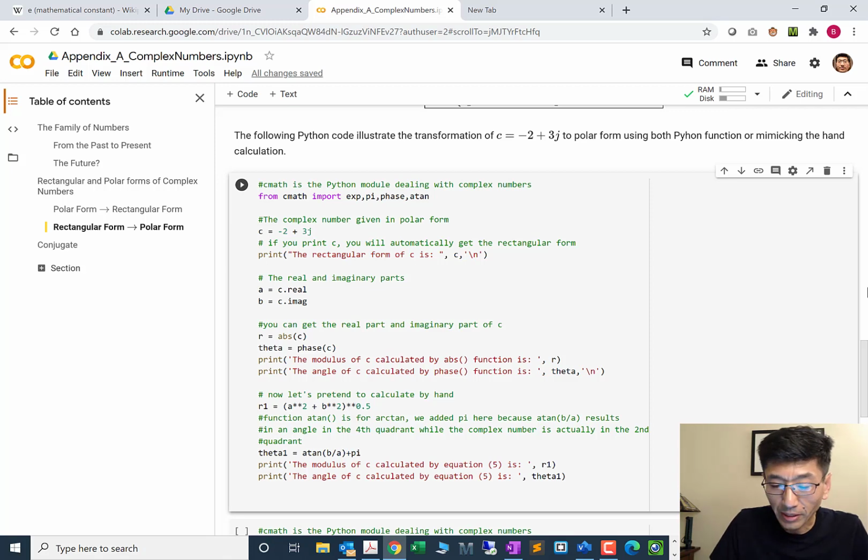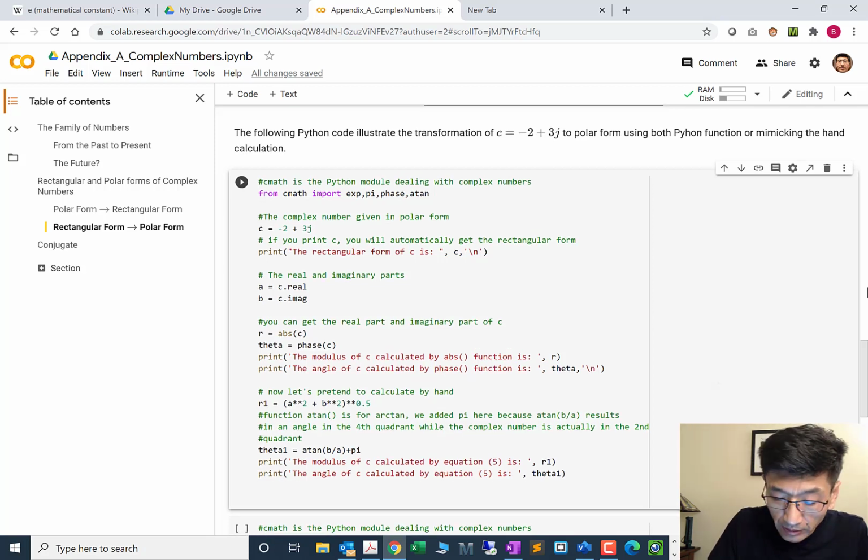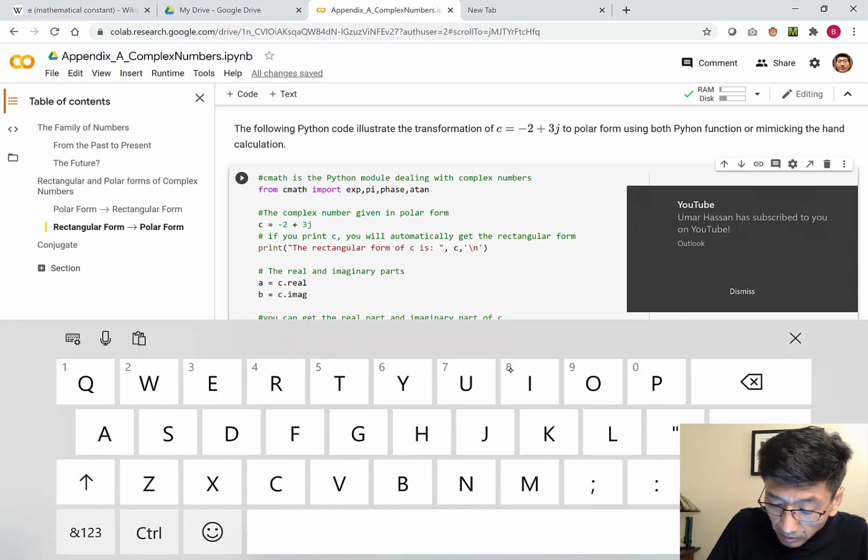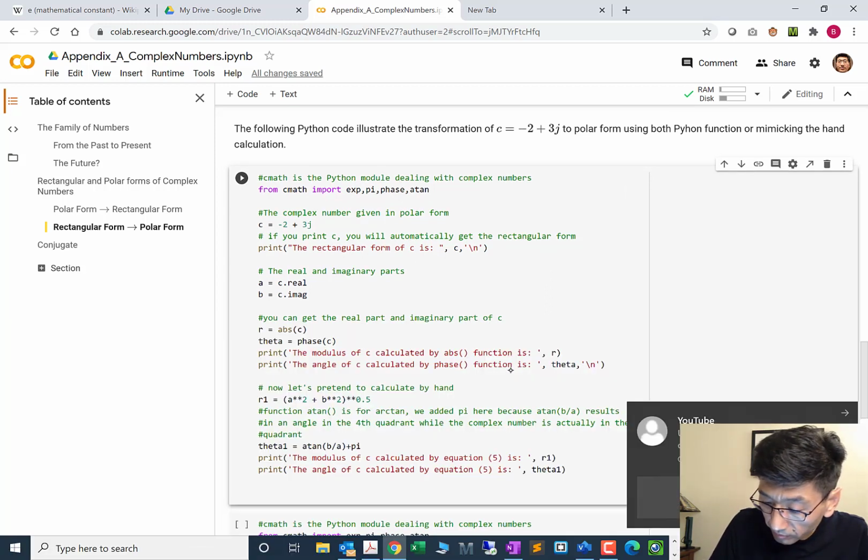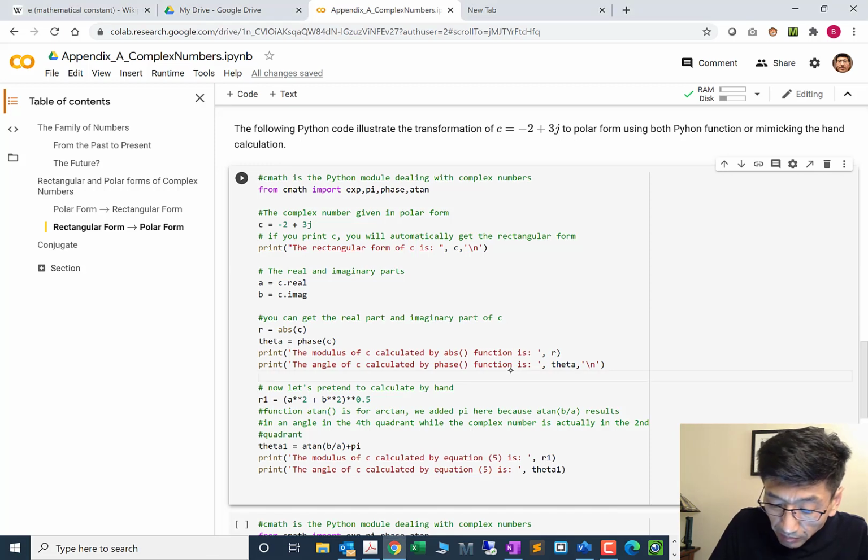We will use this to verify our approach. So this is definitely correct. I printed this one, calculated by abs, which finds the modulus, the absolute value. This is the internal function of that cmath module. So the magnitude, and also we have the angle, calculated by this phase function. So this theta is definitely correct.